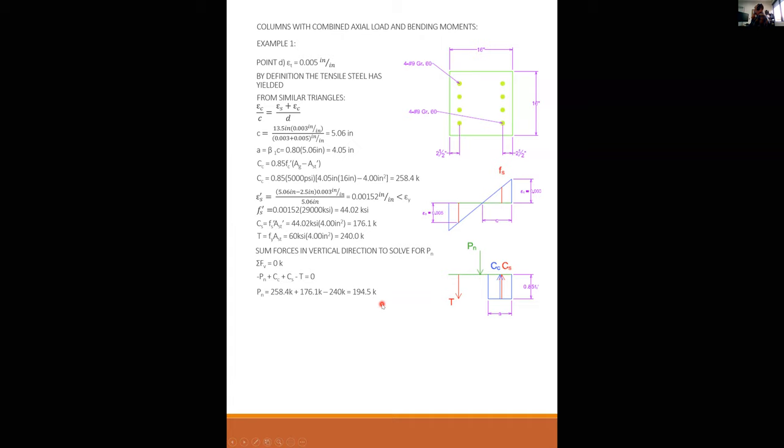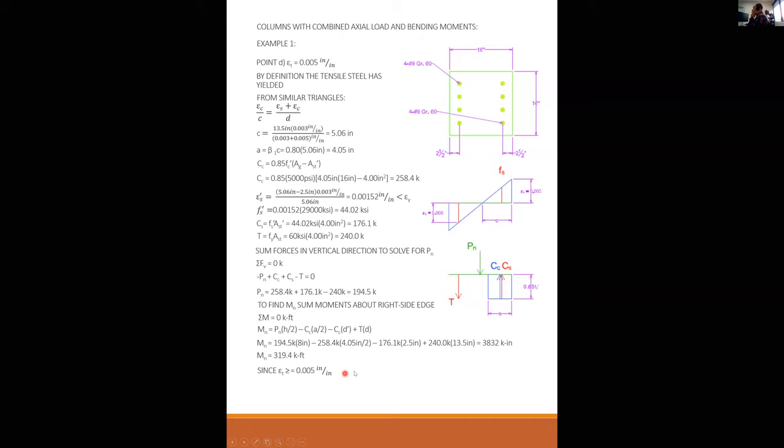Mn, same idea. Sum all your moments about the right-hand edge. And I have my Pn here times 8 inches, minus my Cc times a over 2, minus 176.1 times d prime, plus 240 times 13.5, which is d. That gives me 3832 kip-inch, or 319.4 kip-feet.